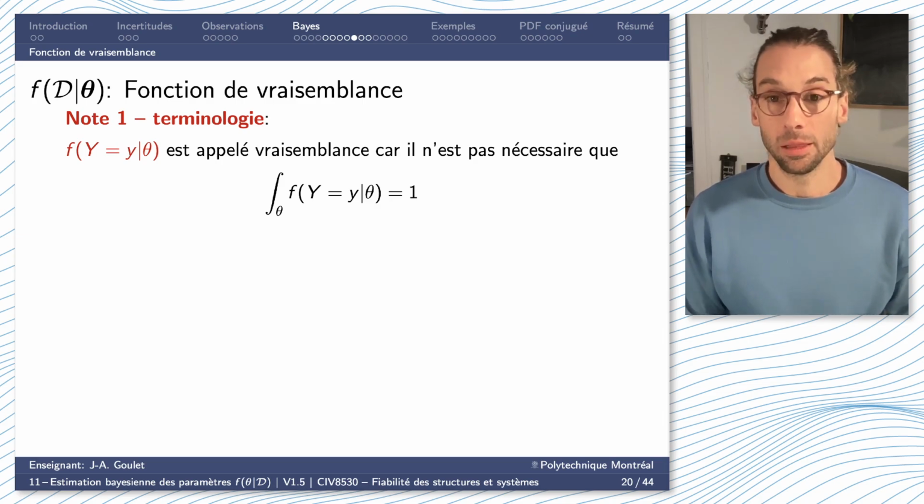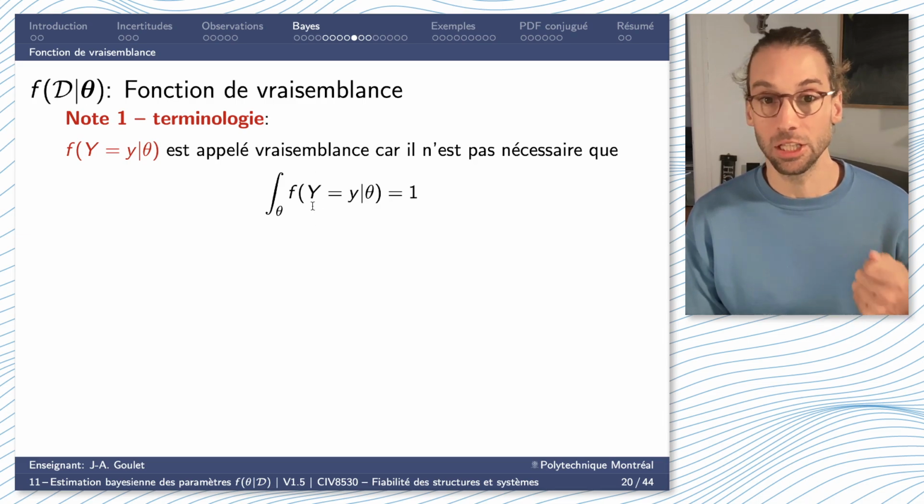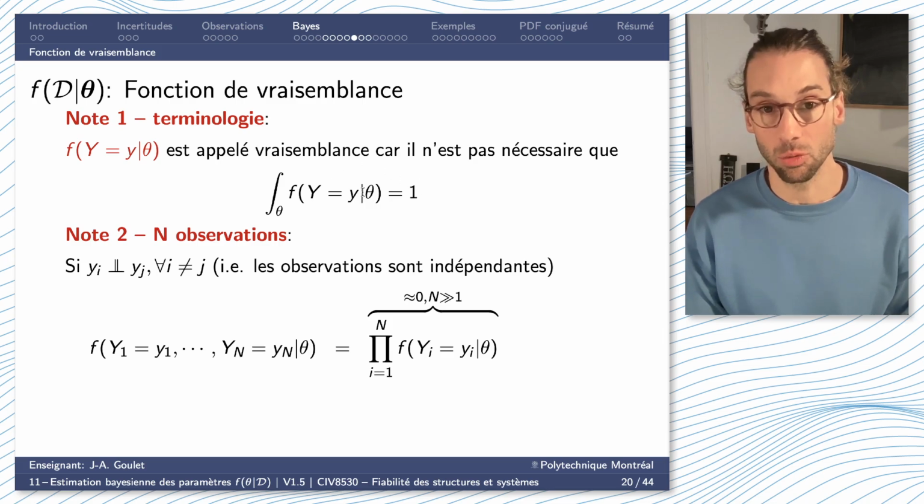Now, if we dig a little deeper into the likelihood functions, f of y equal y given theta is, as I said earlier, the likelihood because it doesn't integrate to 1. When I say it doesn't integrate to 1, it's not with respect to y, because it does integrate to 1 with respect to y. It doesn't integrate to 1 with respect to theta.